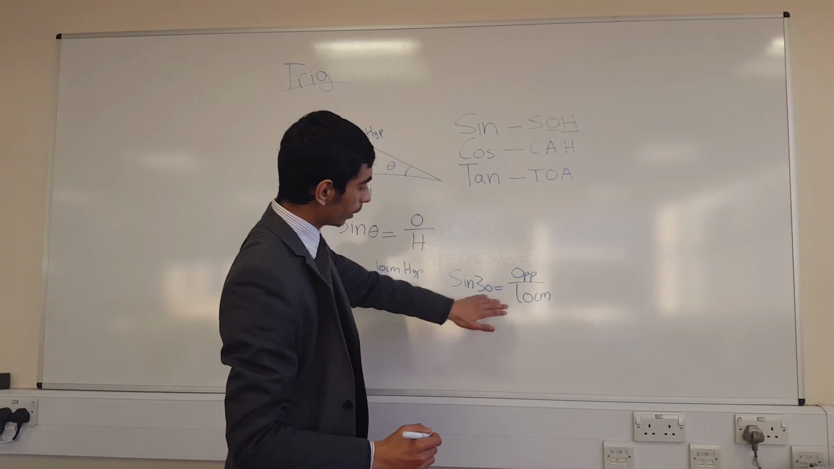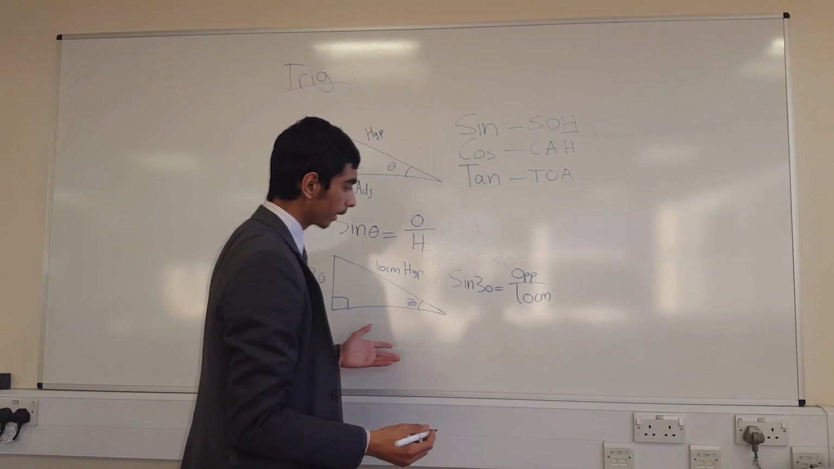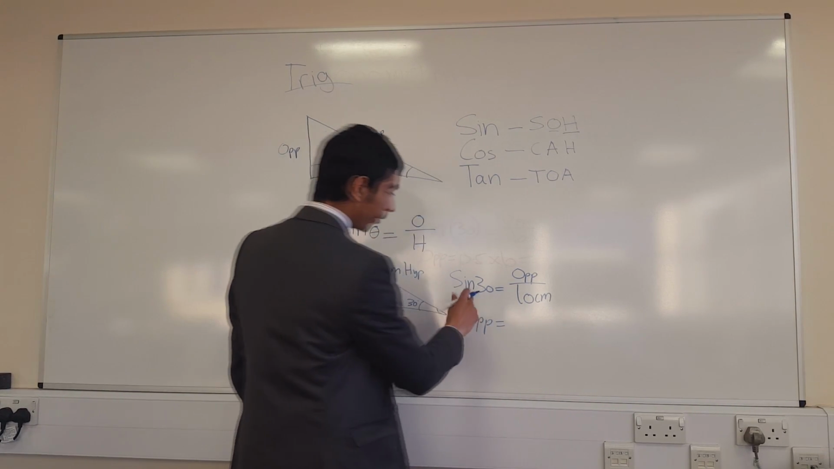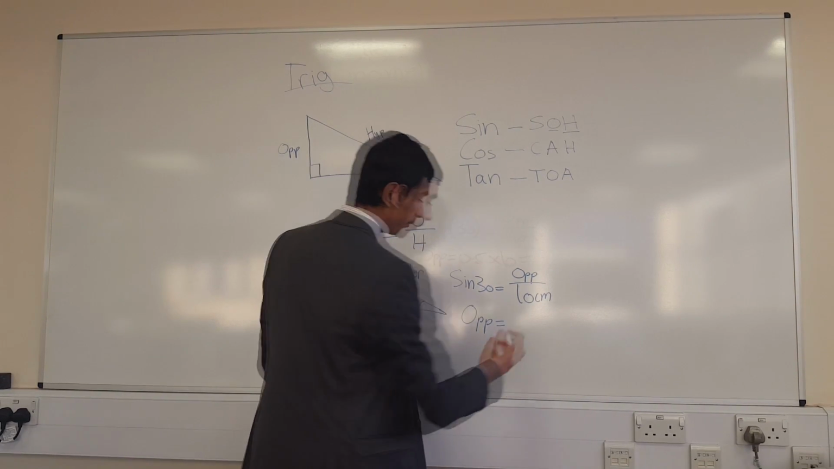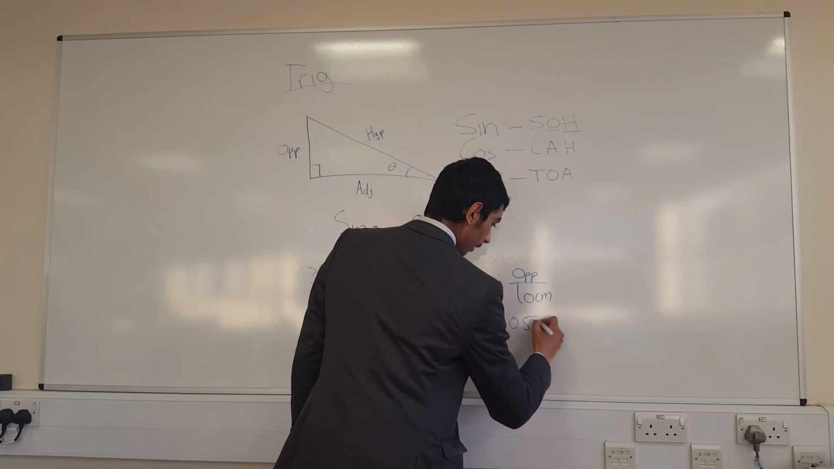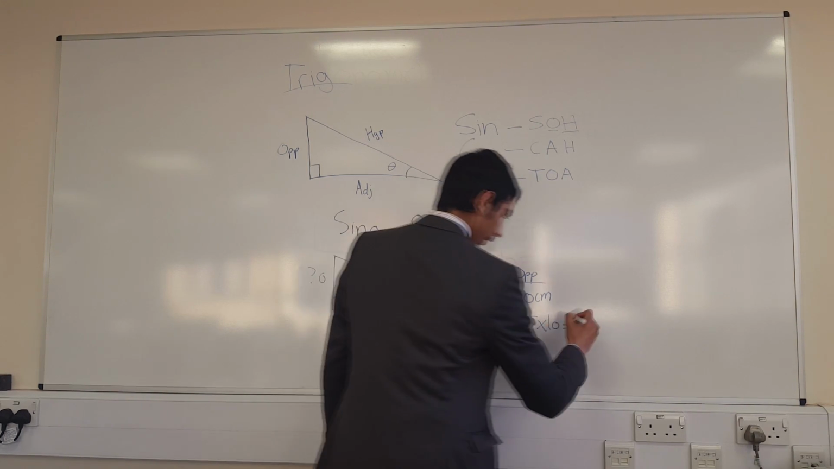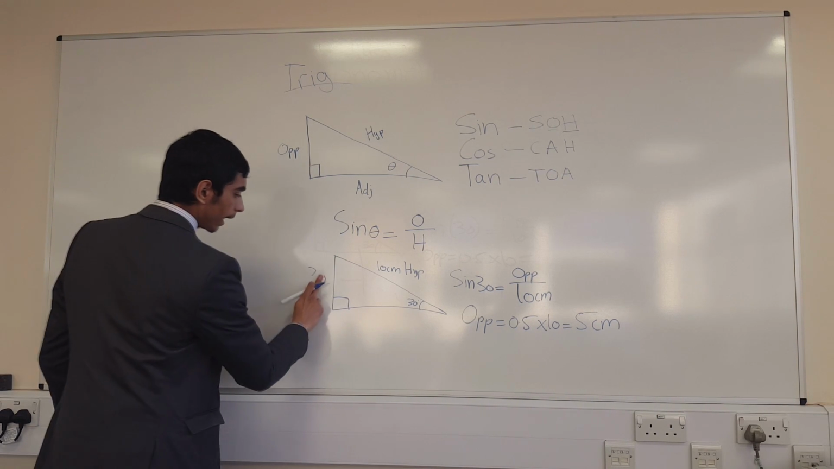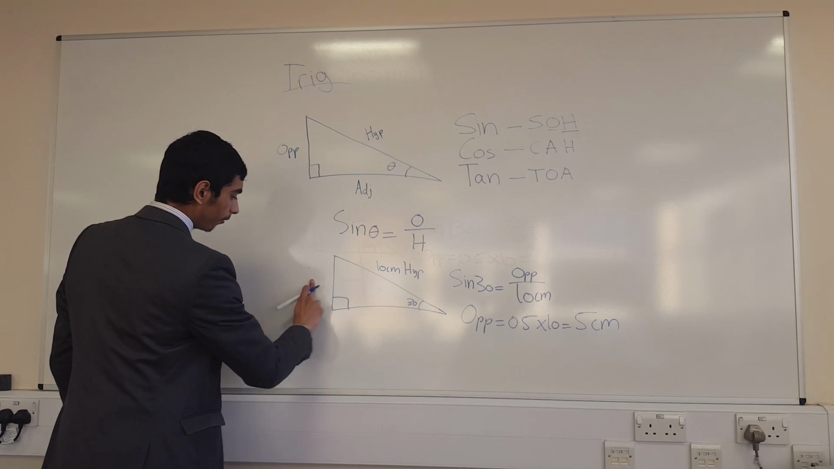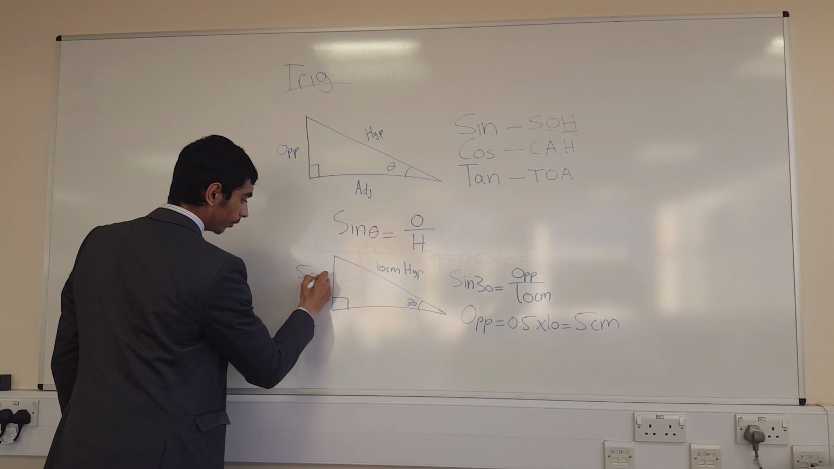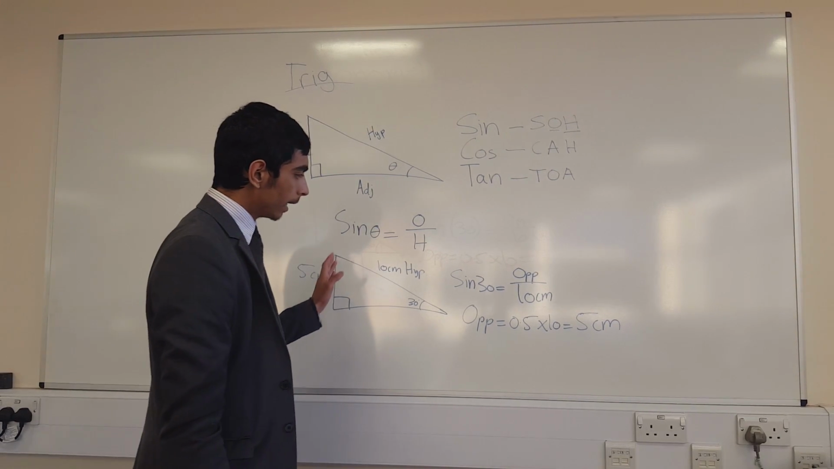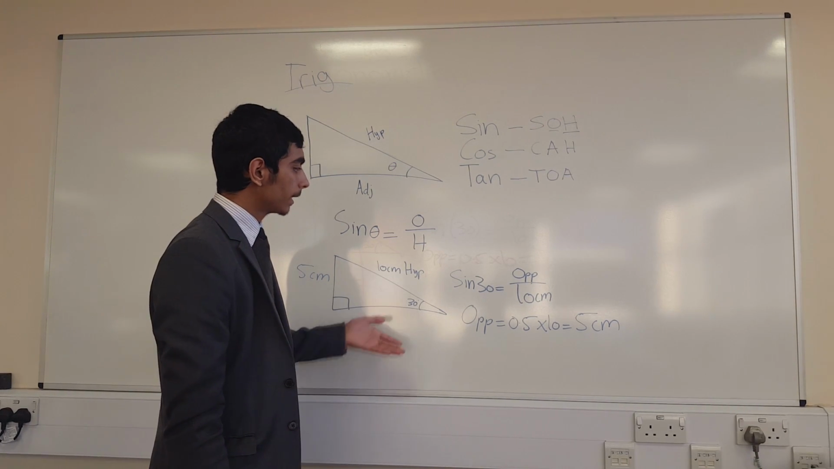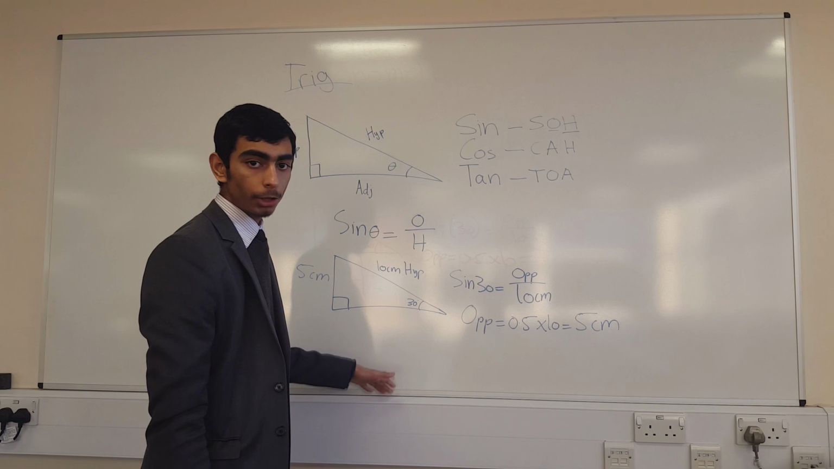We rearrange that to make opposite the subject, which is simply opposite equals sine 30, which if you plug it in your calculator is 0.5. So 0.5 times 10 centimeters equals 5 centimeters. In this case, that opposite side is 5 centimeters. Don't forget your units as well, which are very important. So that's one way of using trigonometry to find missing sides of a triangle.